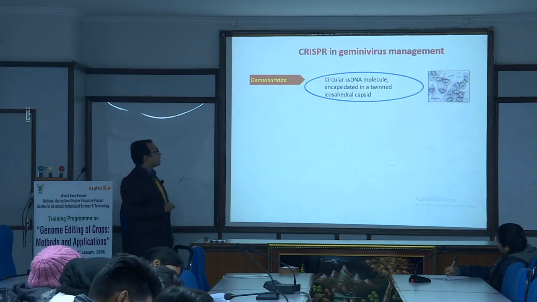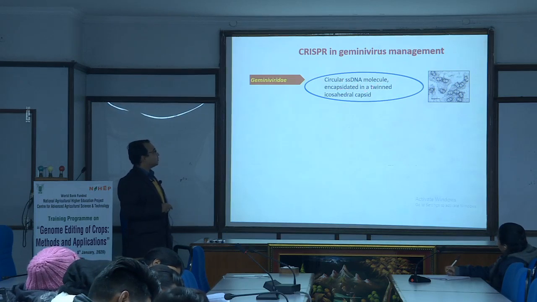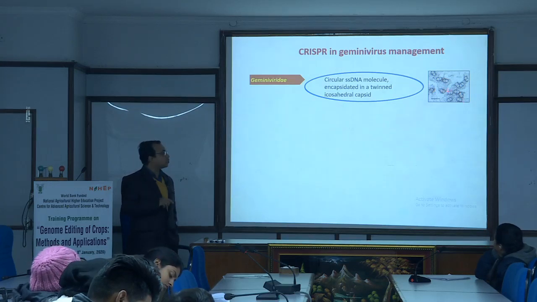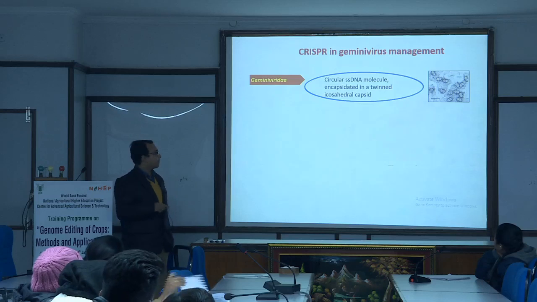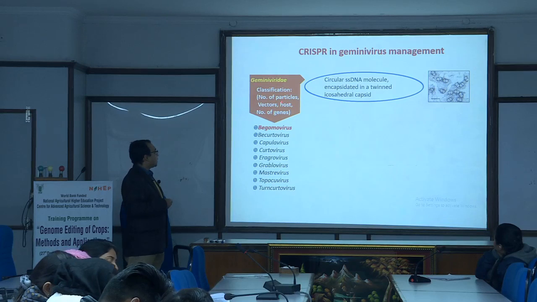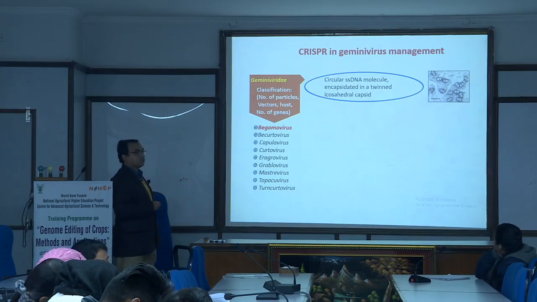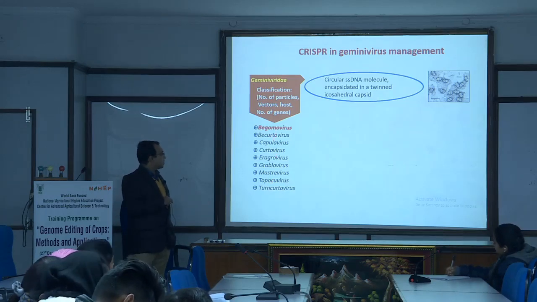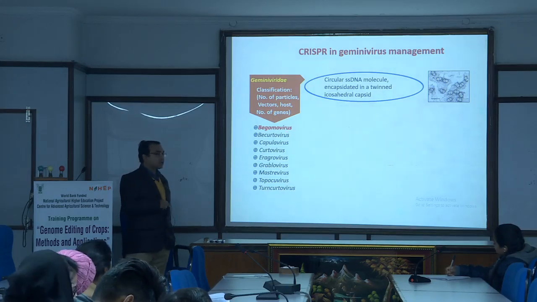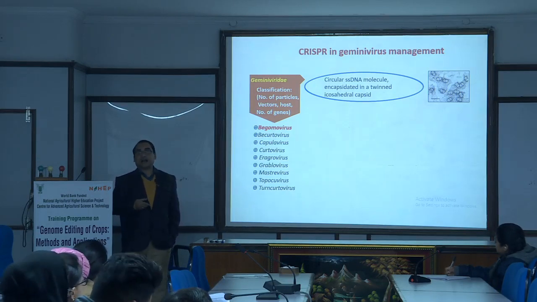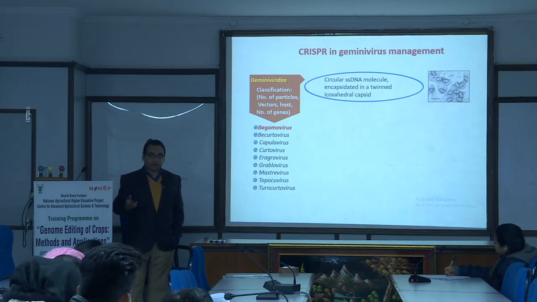They are circular single stranded DNA molecules encapsulated into a twinned icosahedral particle. So, the virus looks like this twin particle. It is only one particle, but it looks like two particles attached together. This family Geminiviridae is divided, based on the number of particles, vector, host, and number of genes, into 9 different genera. Under each genus there are several species of the virus, and under each species there are several isolates and strains.